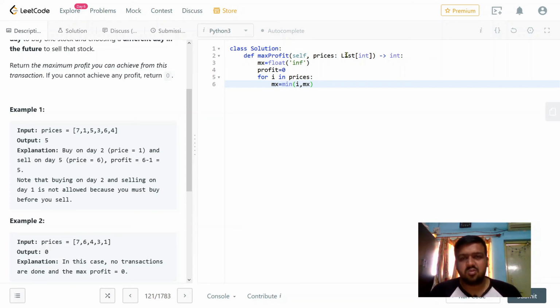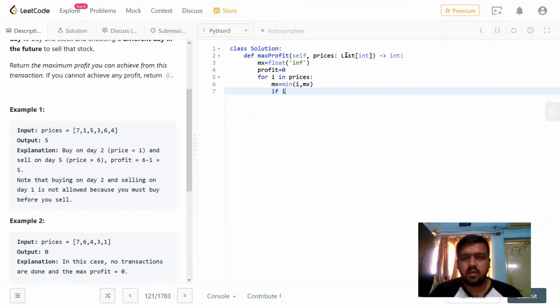If the current value is not the minimum value, then I will simply ignore it and keep the previous minimum value. And if the current value is the minimum of what I have seen so far, then there is no point in selling it at this particular time, we just have to buy it, right? So I'm saving this. If I compare float infinity to a valid integer number, the integer number will be smaller. So I will store it in mx.